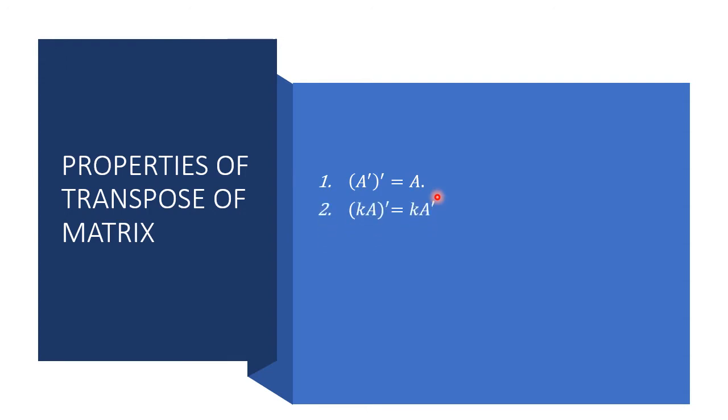Now let me see the second property. The second property is: the transpose of K into A will be K into A transpose. Now students, you can see this K is a scalar which is multiplied with each element of A. So when you are taking the transpose of it, the K will stay there. So that's why K can be taken common. So it is the same as K into A transpose. That you can see in any question.